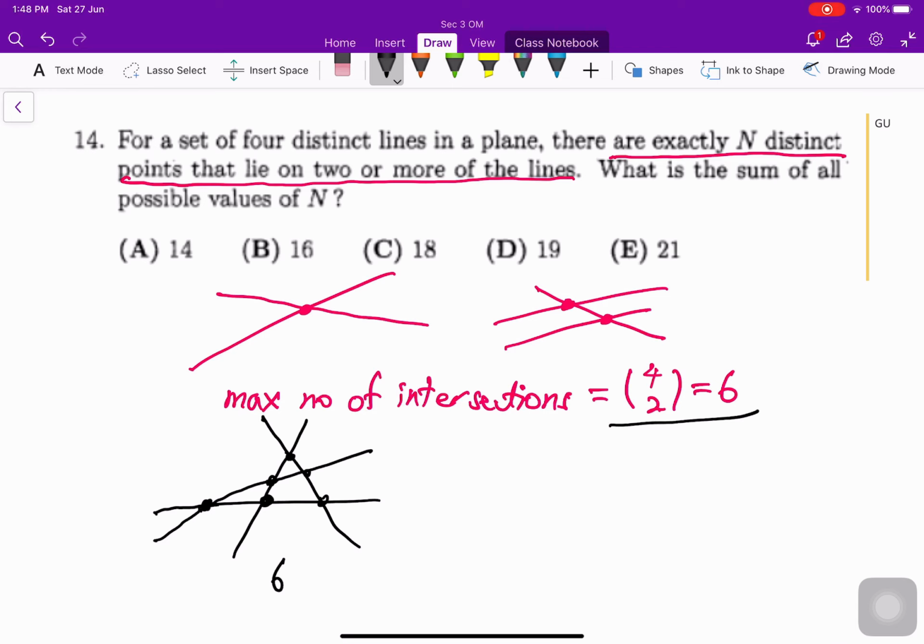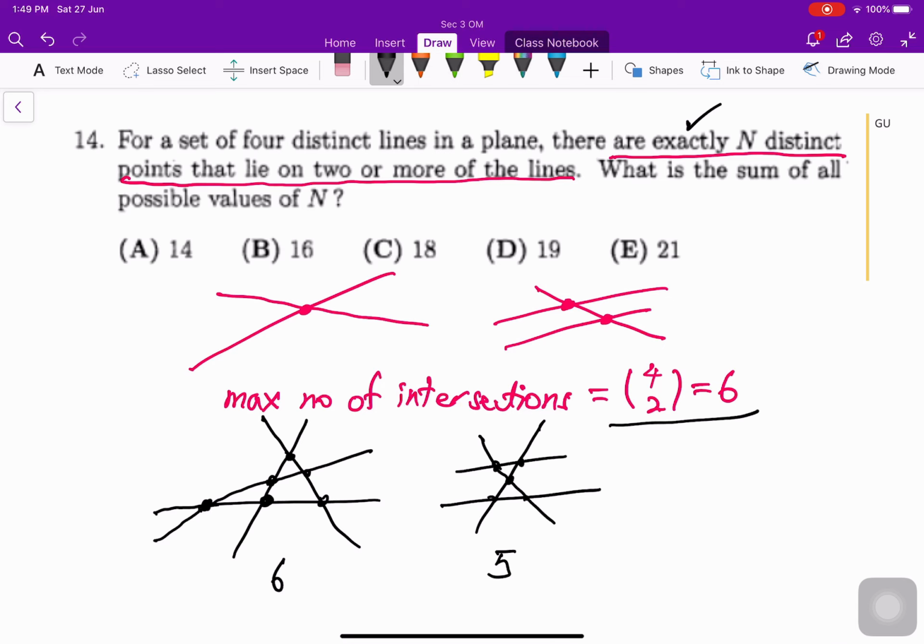Then, how do you actually get 5 intersections? In this case, it can be like this: two lines parallel, and then you have two lines like this. That will give you 5 intersections. Now go back to this statement: there are exactly n distinct points that lie on two or more lines.